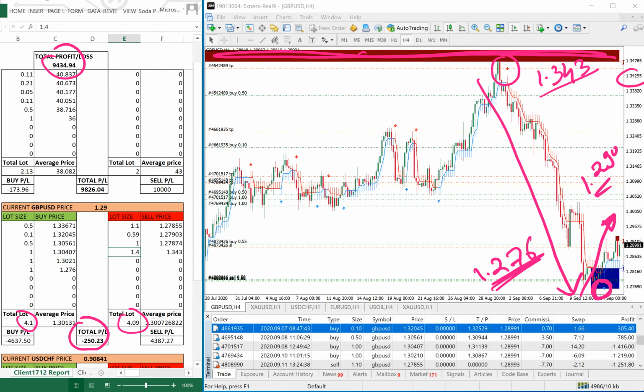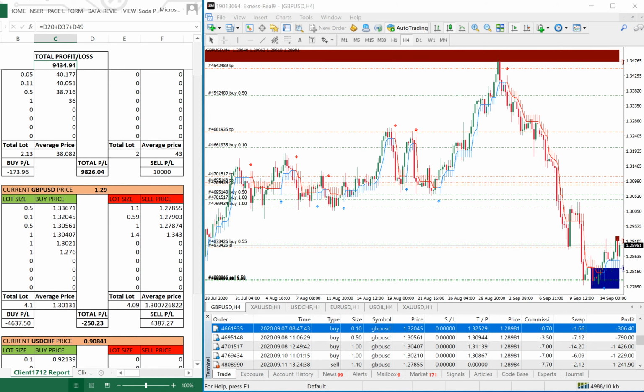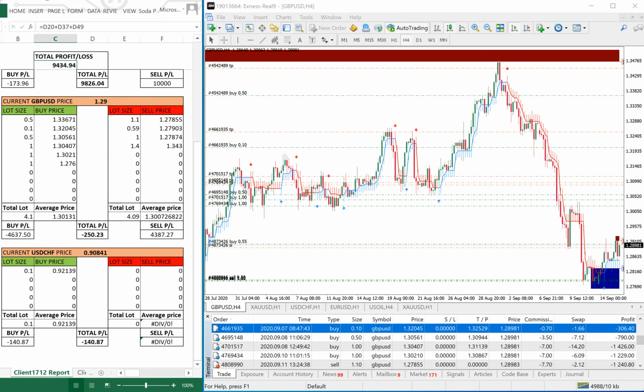So hopefully the loss is reduced and his total account into the profit of 9,400. Now we will go to the USDCHF, as he is already having a good amount of capital, $40,000, and we will see what can happen in the USDCHF, as he is holding only 0.1 lot currently, and his loss is $140.